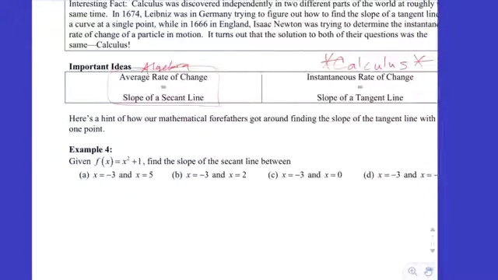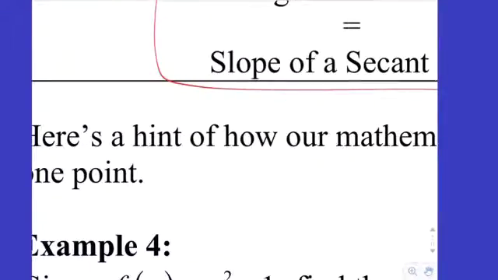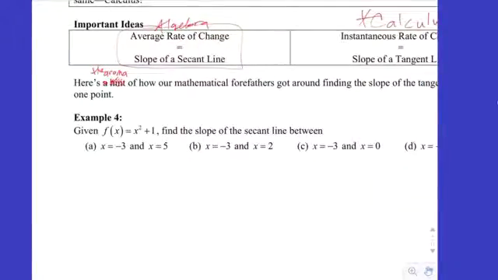So what we're going to do here on example 4 is not a hint necessarily of how our mathematical forefathers got around that problem of having only 1 point, but maybe I could say here's the aroma or a whiff, right? Here's the aroma. We're not even going to taste it. We're just going to maybe smell it a little bit. I see what we're getting at.